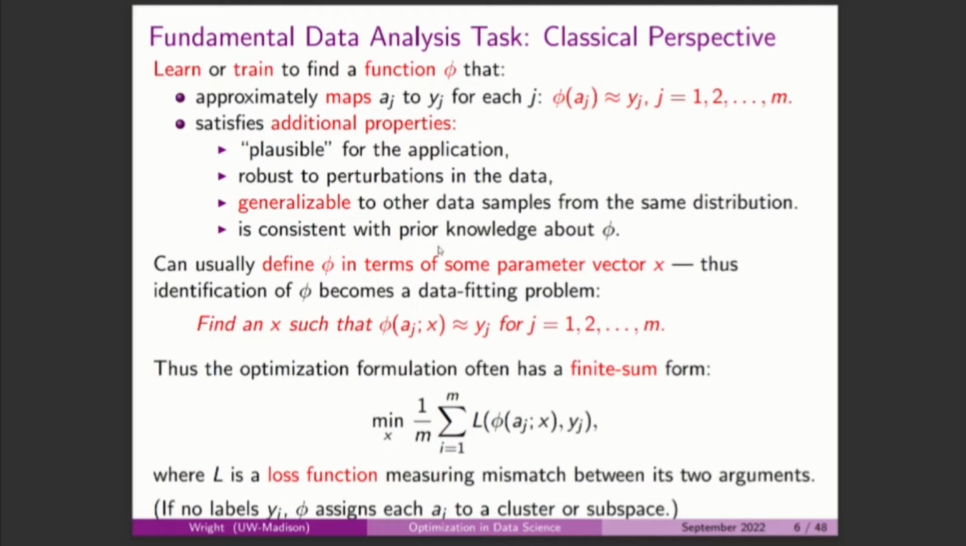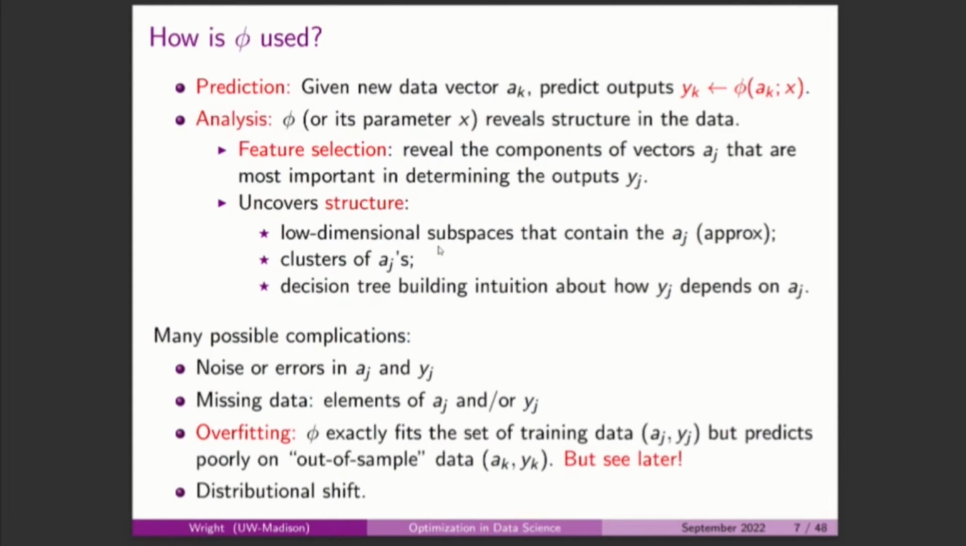So very often the problem you want to solve is to find the x, the parameterization of phi, that minimizes this averaged loss over all of the samples that you're observing. Now in the case where there's no YJ, the phi could do something like assign AJ to a cluster or a subspace, and so the loss function could be defined that way if there's no YJ.